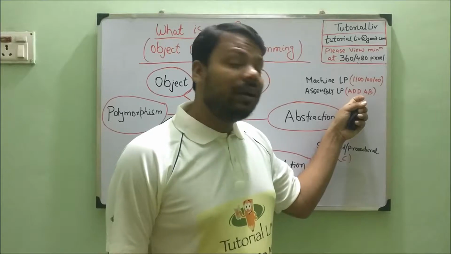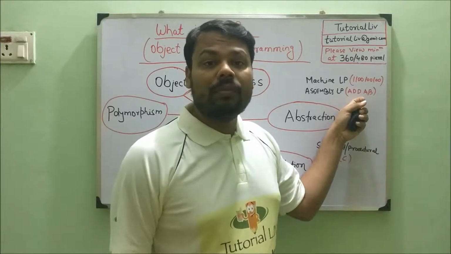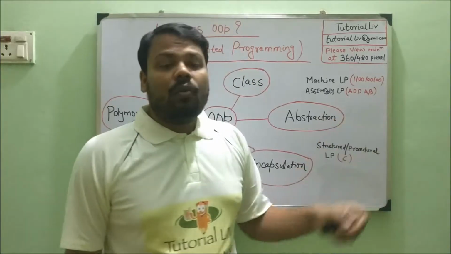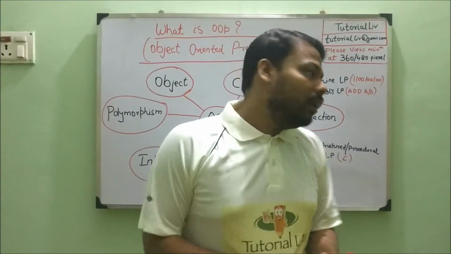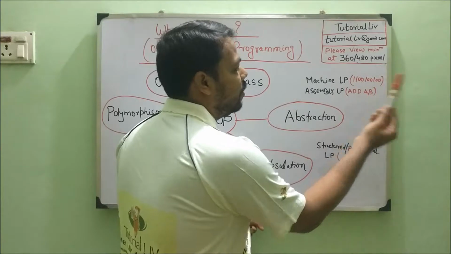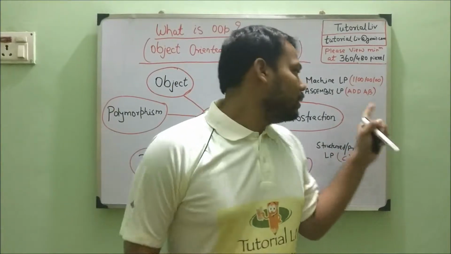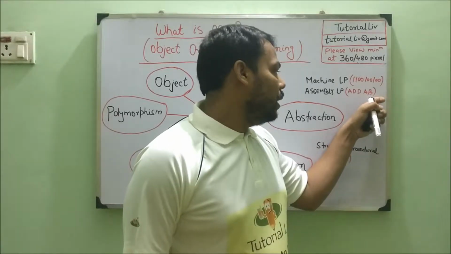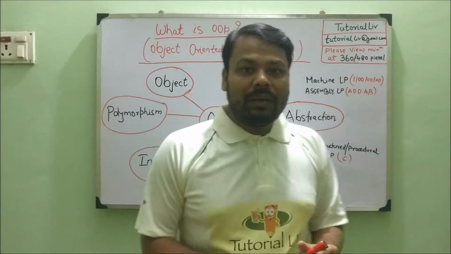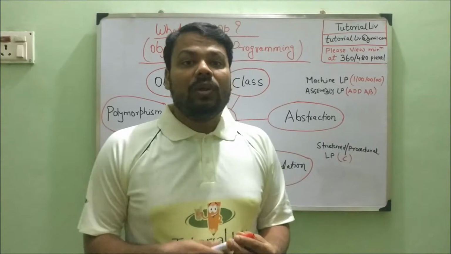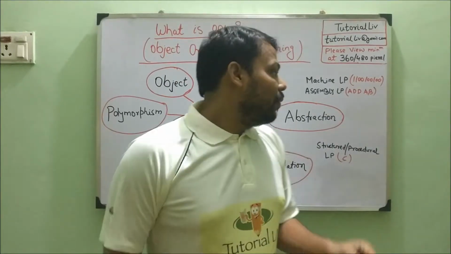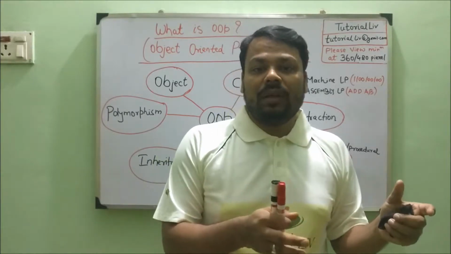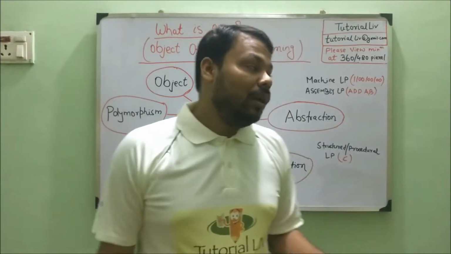But there is definitely some problem with assembly language programming also. Let's take an example: add a comma b. The instruction is saying that we have to add a and b, but this is also very tough for developing a restaurant management system or something like a school management system.